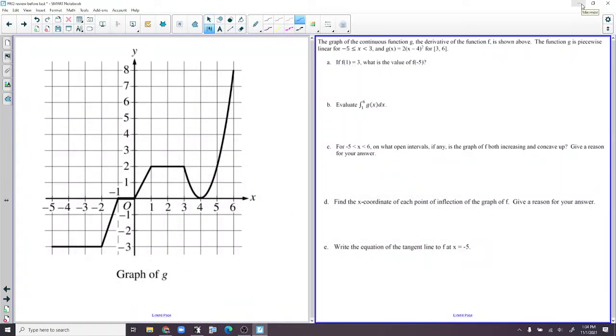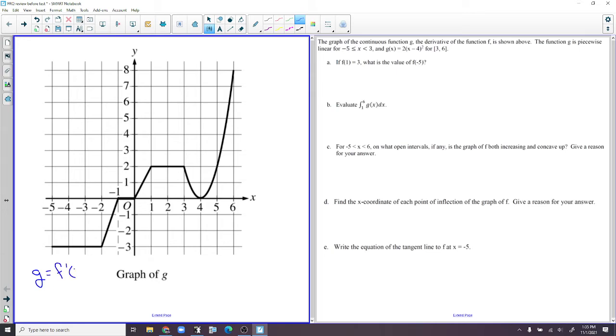So we have this graph over here. It says the graph of the continuous function g, the derivative of the function f. So g is f prime of x. So this is the derivative of f. Shown above, the function is piecewise linear for -5 to 3. So from -5 all the way to 3, those are all lines. And then we have a parabola after that that goes from 3 to 6. If f of 1 is 3, what is the value of f of -5?